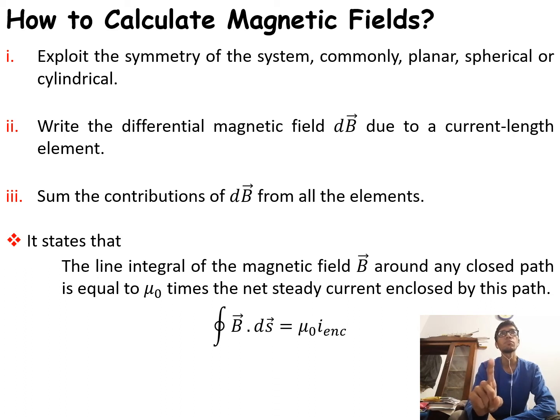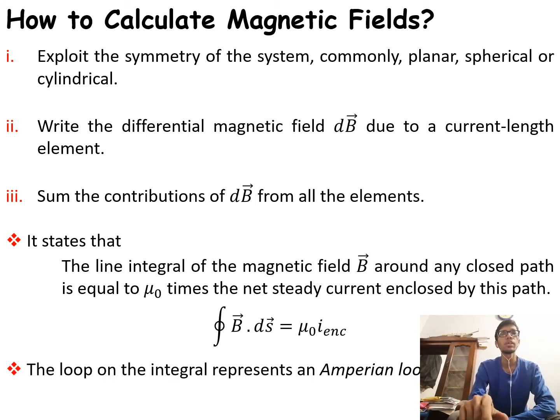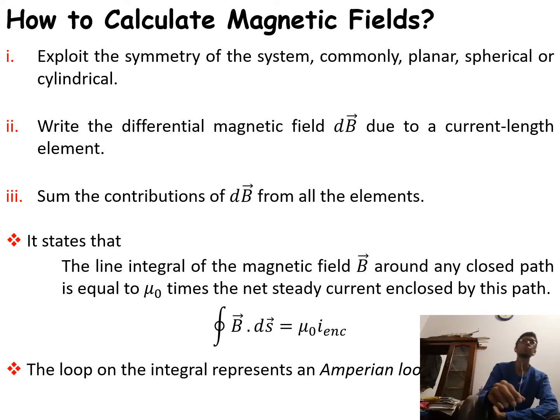You might be reminded of the Gaussian surface around a charge distribution. In the same fashion, we draw a hypothetical loop around the current carrying wire, and that loop is called an Amperian loop. Definitely the shape of the Amperian loop depends upon the symmetry of the system.